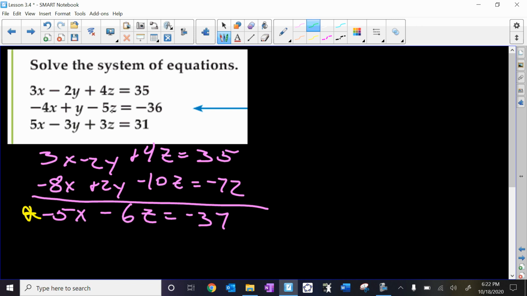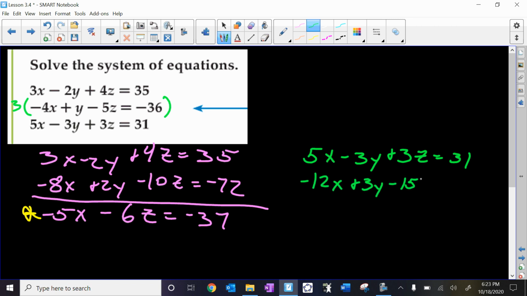Now I'm going to go back up to the top and I'm going to try and eliminate y from these two equations now. So again, I'm using the third. I'm going to rewrite the third down. And now I need to multiply the second by a positive 3 so that my y's will cancel, which will now get me a negative 12x plus 3y minus 15z equal to 36 times 3 being 108.